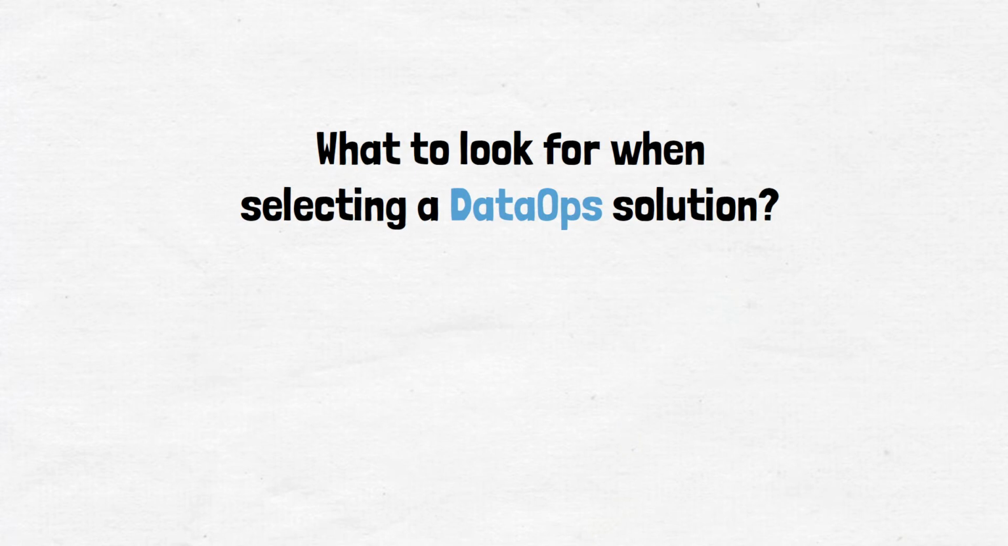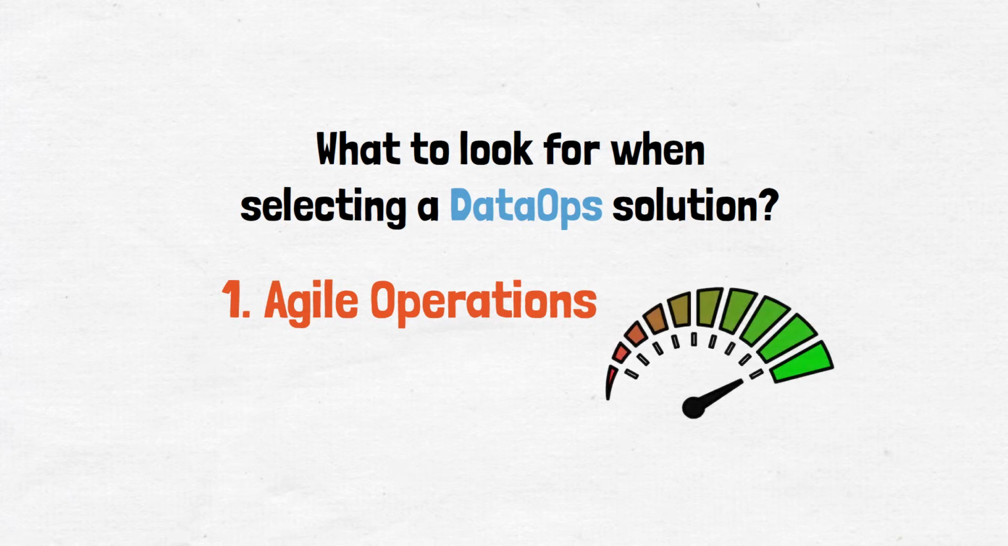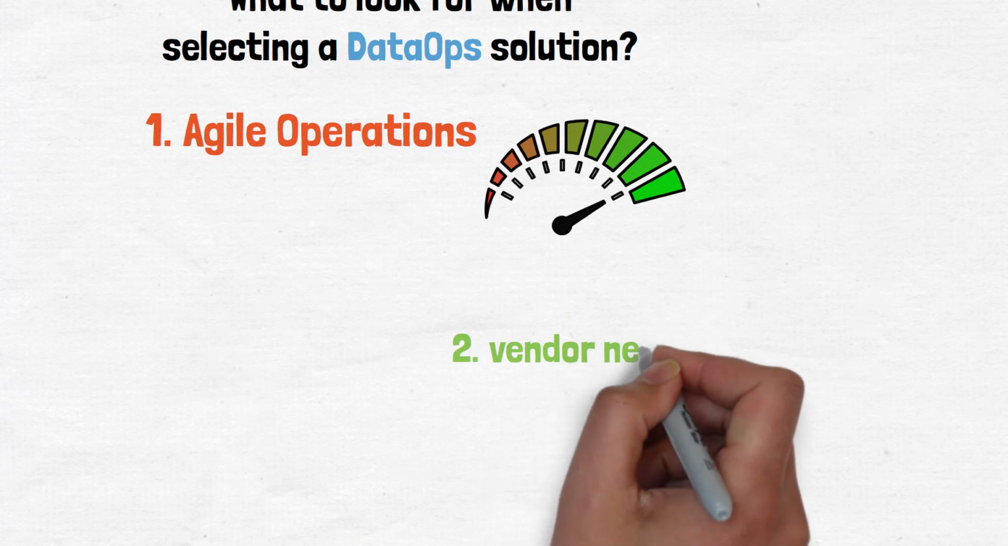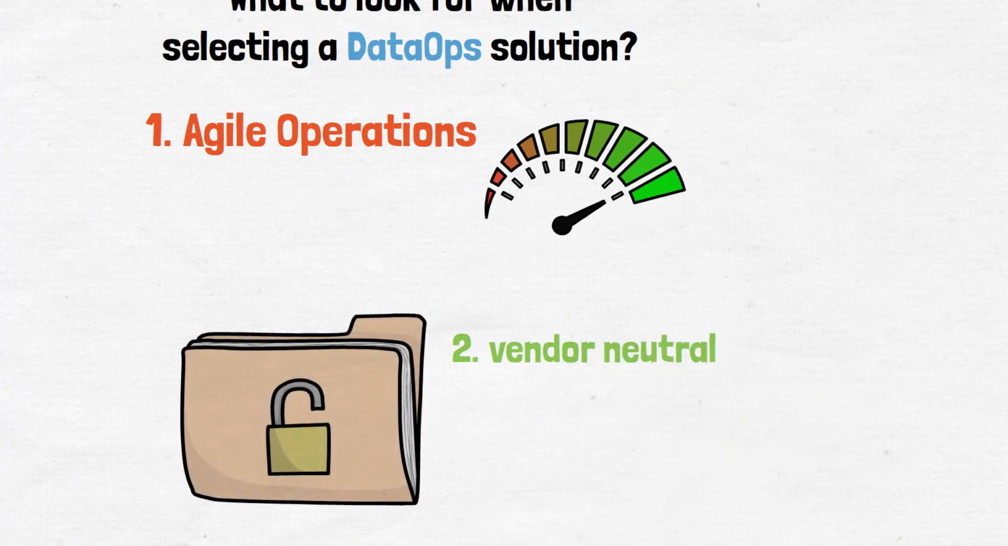What are the five capabilities to look for when selecting a DataOps solution? First, it should allow agile data access operations. Second, it should be vendor neutral. You shouldn't be restricted or locked in by the analytics providers you choose. The solution should be flexible enough to let you use a third-party analytics developer ecosystem.